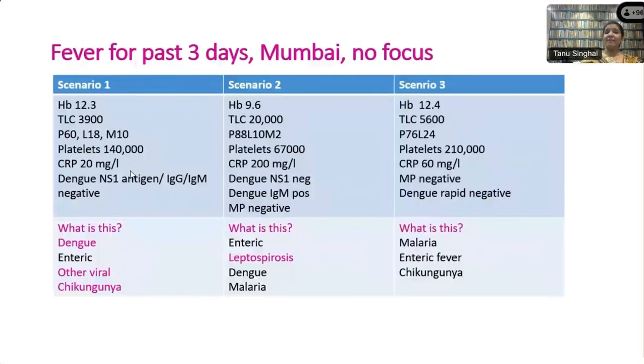Now, for example, let's take a third scenario. A patient who has unremarkable counts, unremarkable platelets, mildly elevated CRP, MP negative, dengue rapid negative. Now, again, what can this be? So this can be anything, but this can be either enteric or it could even be chikungunya, because in chikungunya also you have mildly elevated CRP. So what I'm trying to say is that in the monsoon season, clinically the patients look almost similar, and even in lab tests, many of them look similar unless you have extreme values.